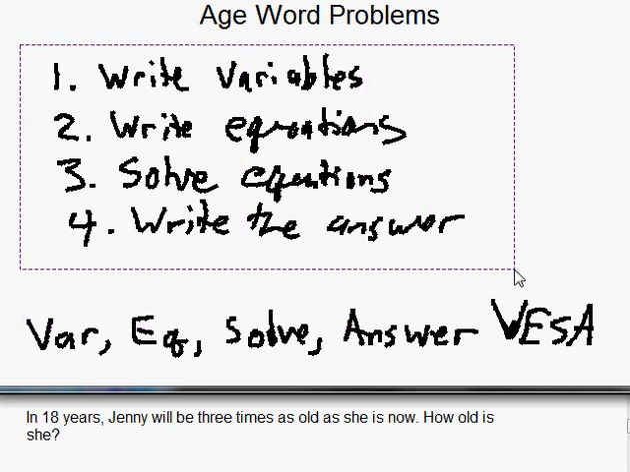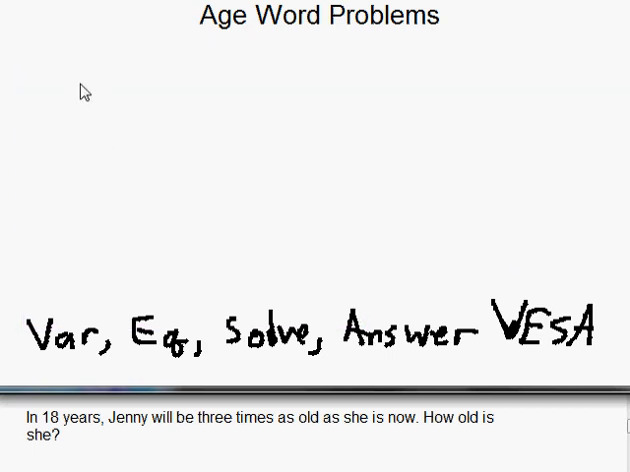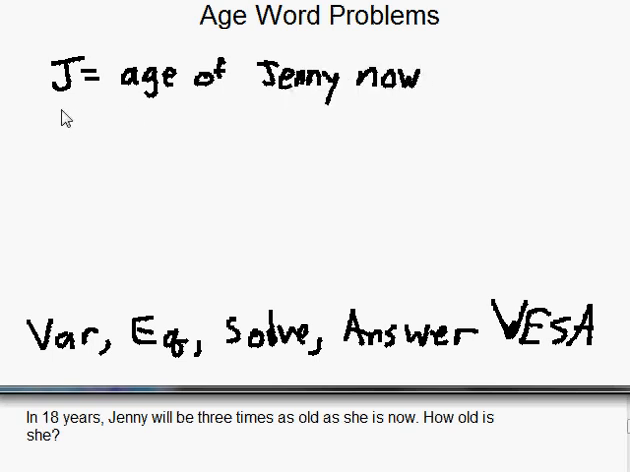So in this particular case, step 1 is to write the variables. What quantity should we express as a variable? How old she is now. Yes, so you should be very explicit about it. So we say, let J equal the age of Jenny now. You can use any letter if you want, but J is for Jenny. Sometimes there are more variables you need to define, but in this case, that's probably enough.